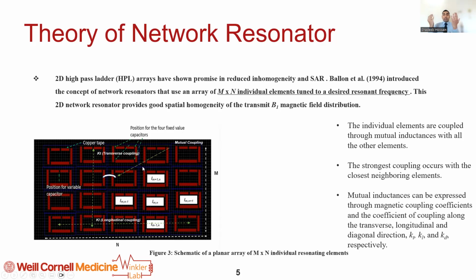Now, since all of these resonating elements are at the same frequency, when they are brought in close proximity with each other, what would happen? Because of the inductive coupling between them, there would be a shift in resonance. The coupling would be along the transverse direction, along the longitudinal direction, and also along the diagonal direction as well.